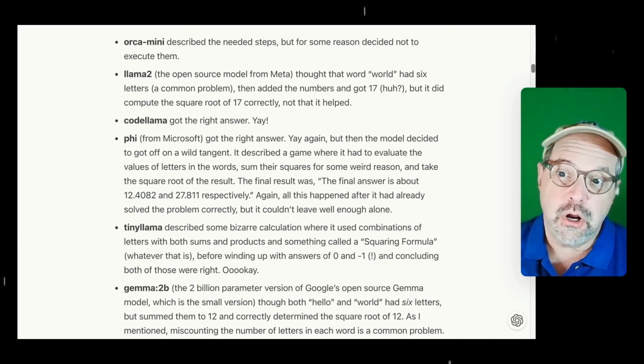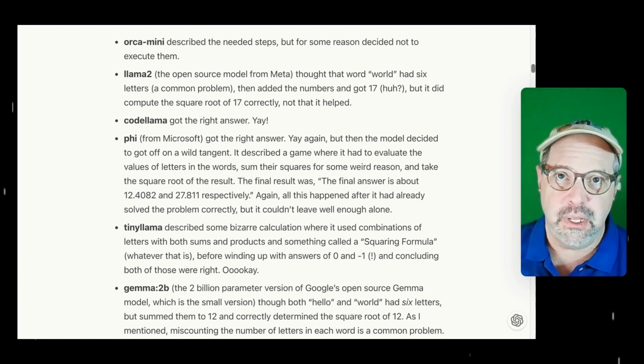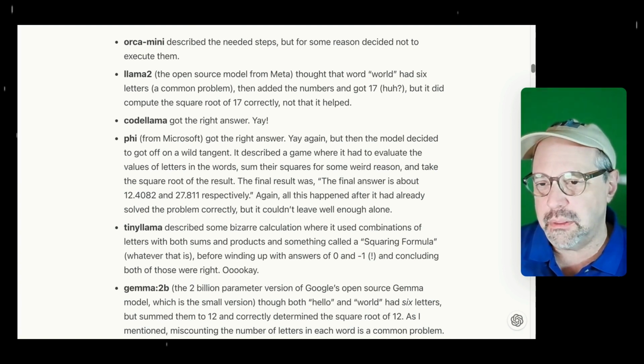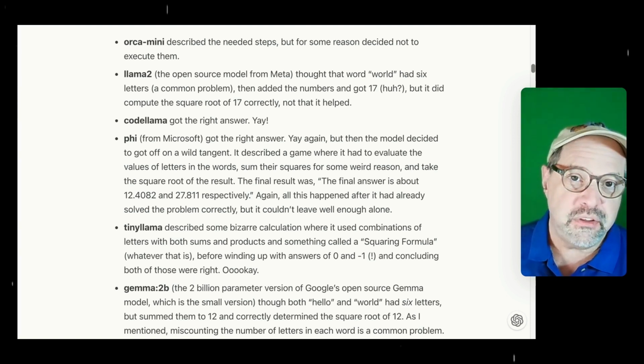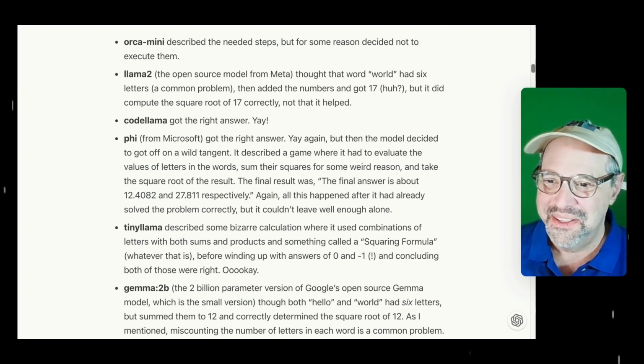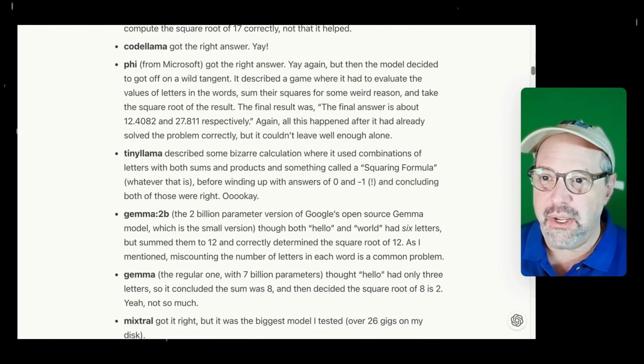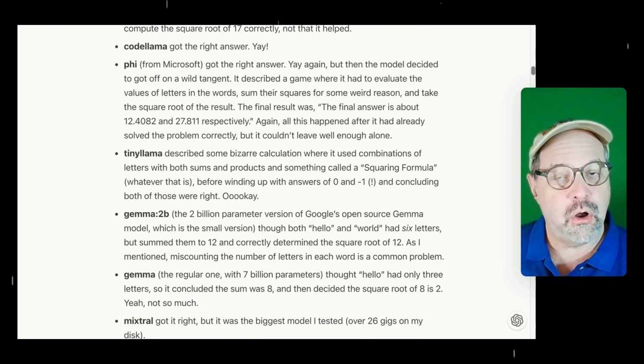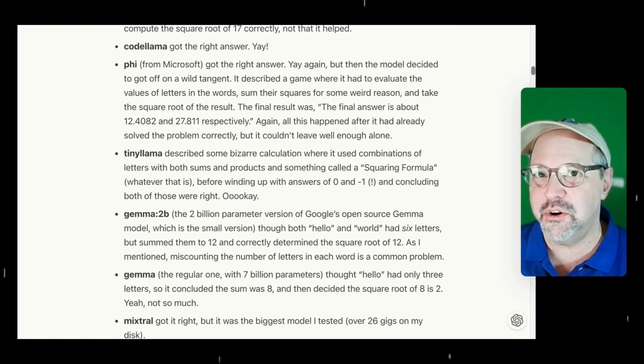There's a version called Code Llama, which is better at coding, and mostly the coding they're talking about is Python, but still. And that one, this time I ran it most recently, got the right answer. Yay.